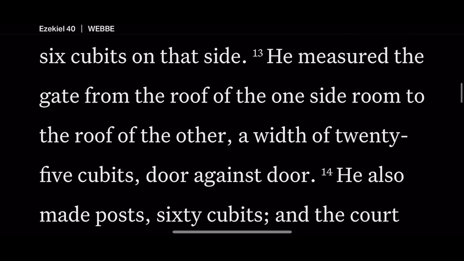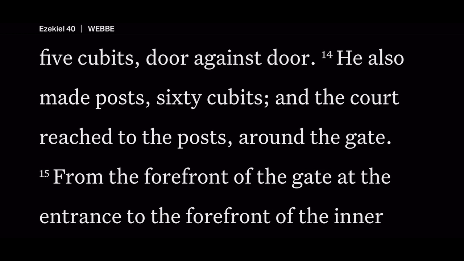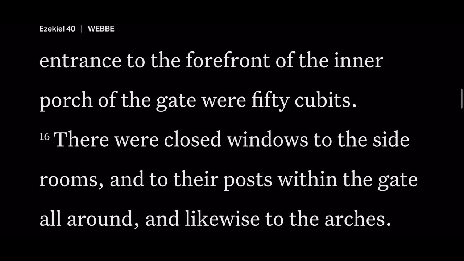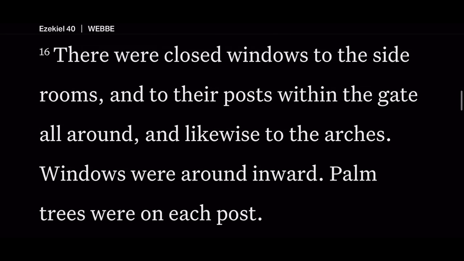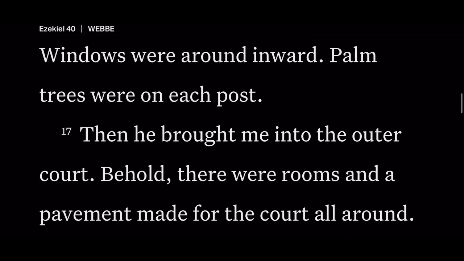He measured the gate from the roof of the one side room to the roof of the other, a width of 25 cubits, door against door. He also made posts, 60 cubits, and the court reached to the posts around the gate. From the forefront of the gate at the entrance to the forefront of the inner porch of the gate were 50 cubits. There were closed windows to the side rooms, and to their posts within the gate all around, and likewise to the arches. Windows were around inward. Palm trees were on each post.